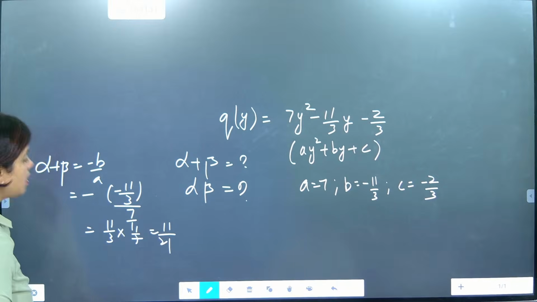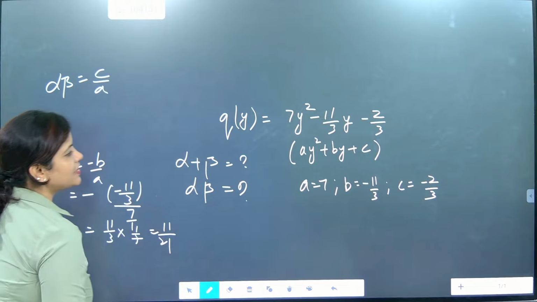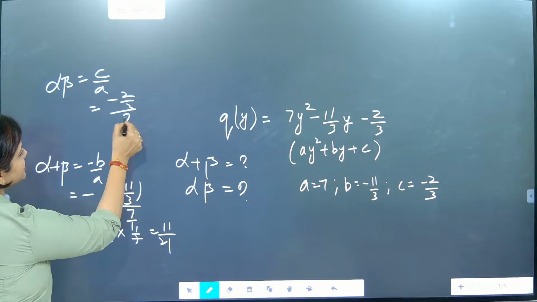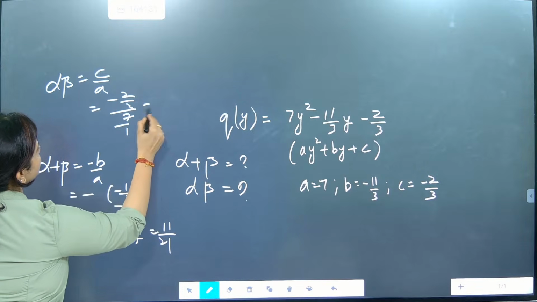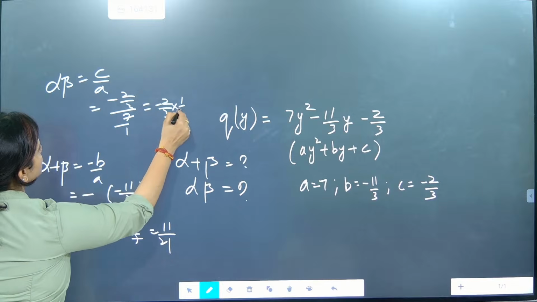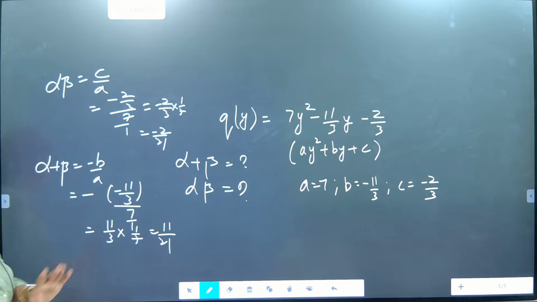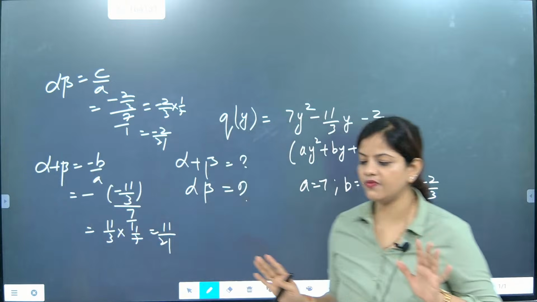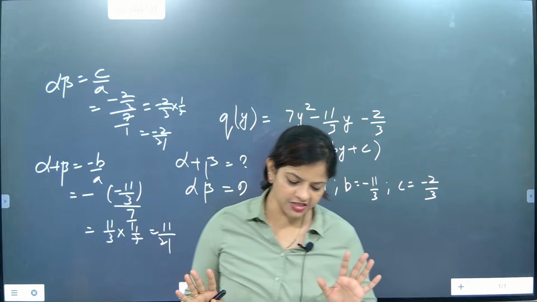Very good. Second one, alpha into beta is c by a. That is minus 2 by 3 by 7 by 1. So c by a, correct? So here it will come minus 2 by 3 into 1 by 7, minus 2 by 21. Anyone got minus 2 by 21? Absolute Maha, super. That's what. Minus 2 by 21 and 11 by 21. That's it. Maximum.